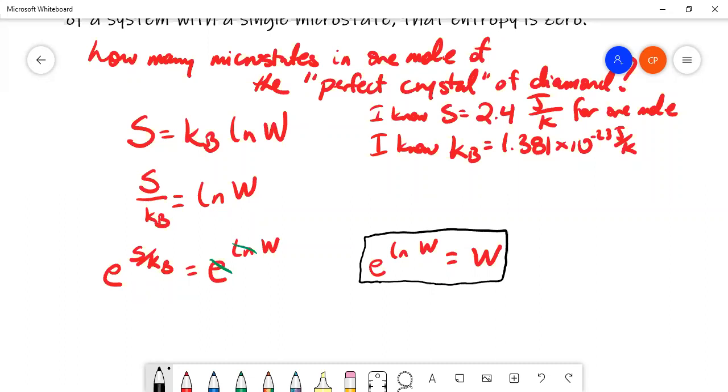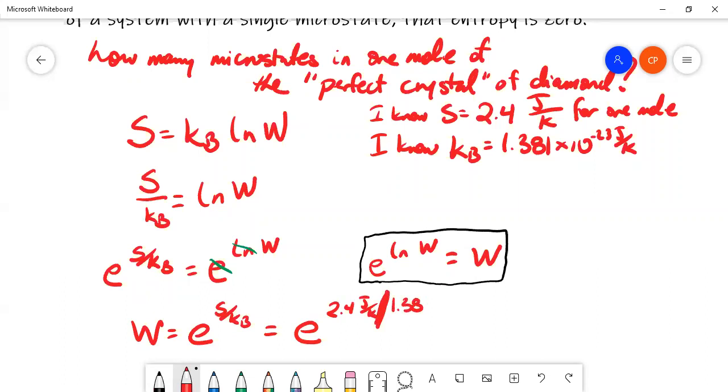But W is equal to E raised to the S over K B power, which is equal to, the S is 2.4 joules per Kelvin, divided by 1.381 times 10 to the negative 23rd joules per Kelvin.